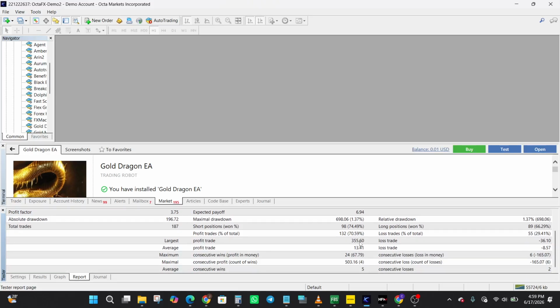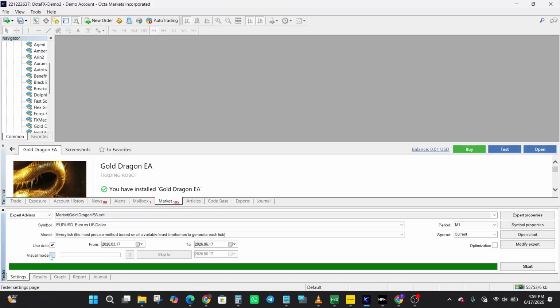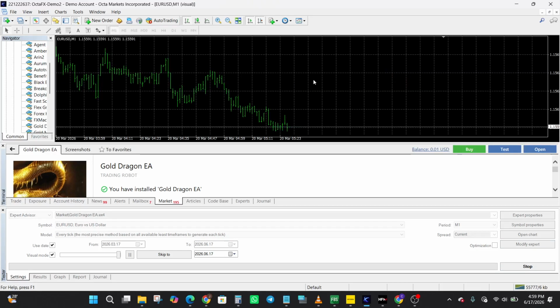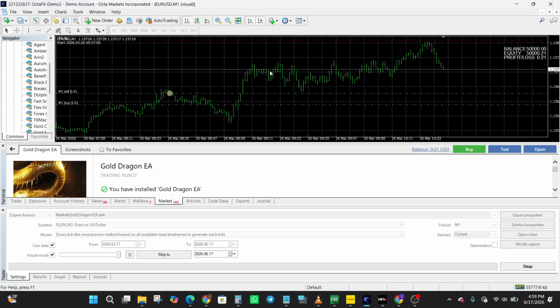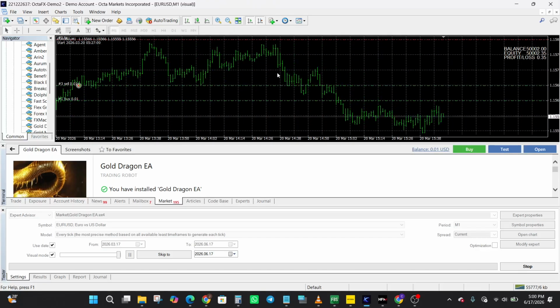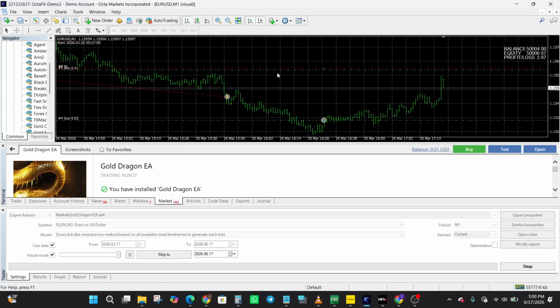Largest profit was 355.6. Largest loss was 36.1. Average profit 13.41. Average loss 8.57. That shows that the risk to reward ratio is fair. Not so good, but fair actually. Now let's turn on the visual mode so that we can see the EA in action. I'm just going to start this right away, and yeah, so at least we can see the EA in action. As we examine the chart activity, we can observe how the EA managed positions throughout the testing period.